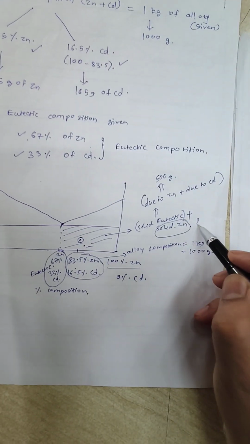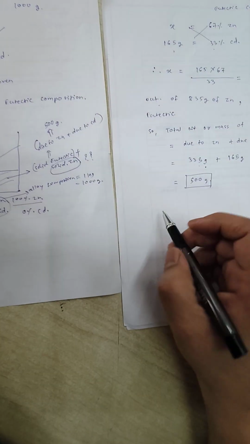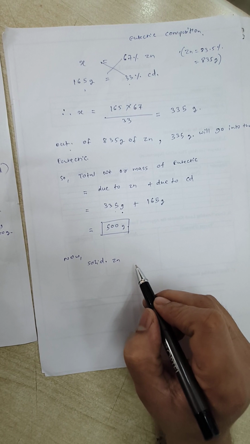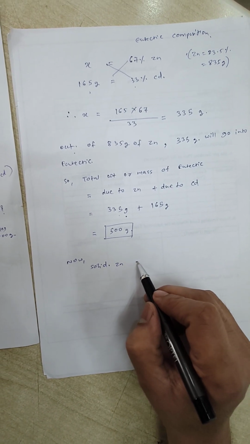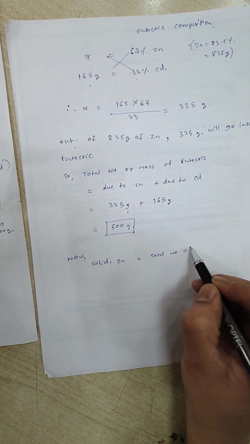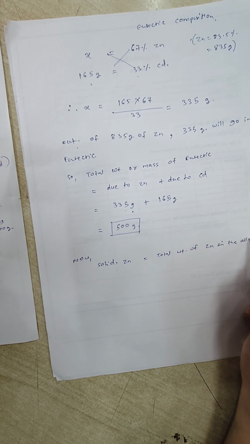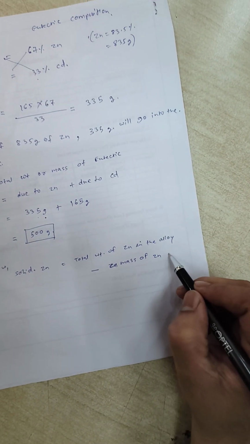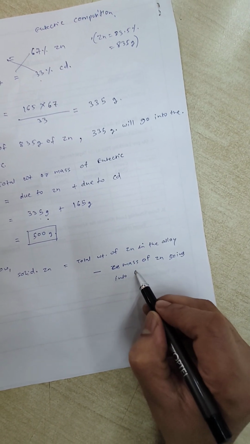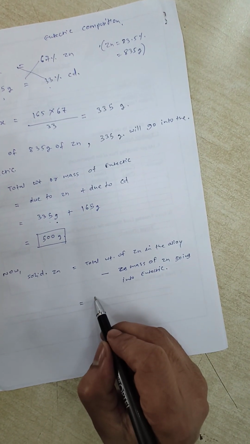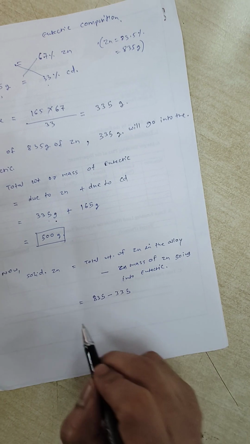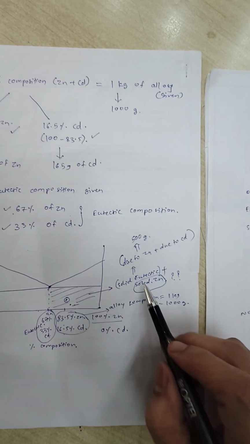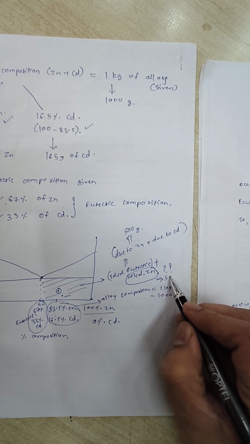So what about Zn? Okay, solid Zn. So now solid Zn, the crystalline Zn, will be the total weight of Zn in alloy minus the mass of Zn going into eutectic. Okay, so total will be 835 minus 335, so it will be 500 gram. Okay, so it means solid eutectic 500 gram and solid Zn will be 500 gram.